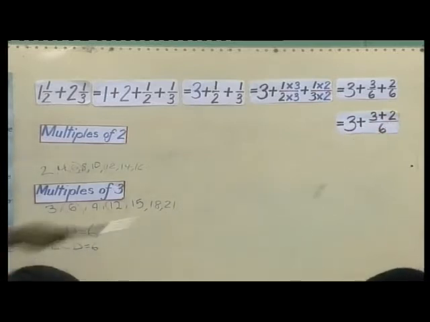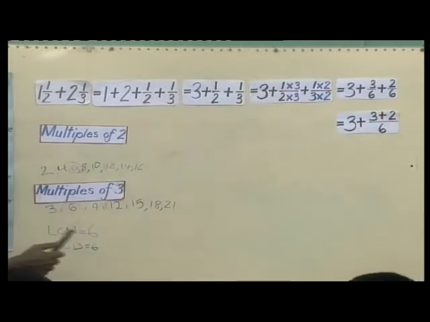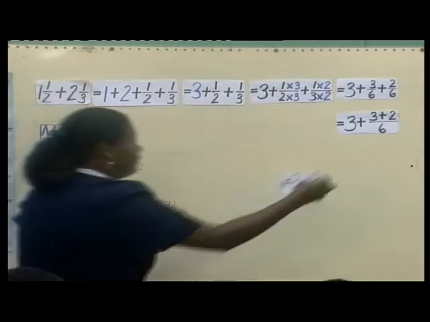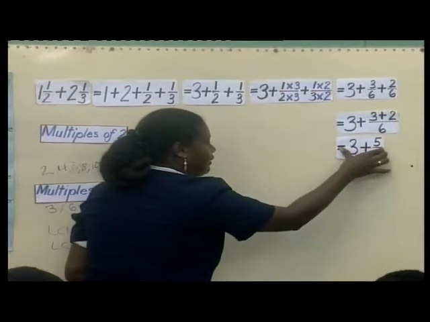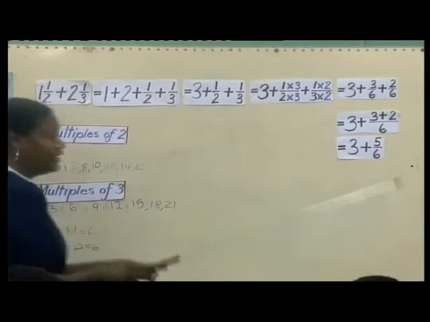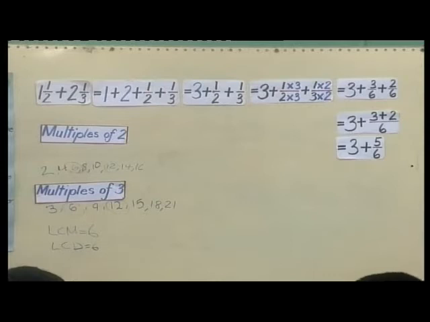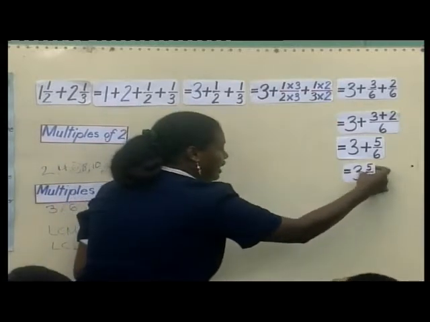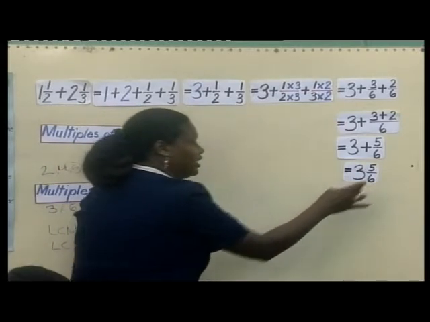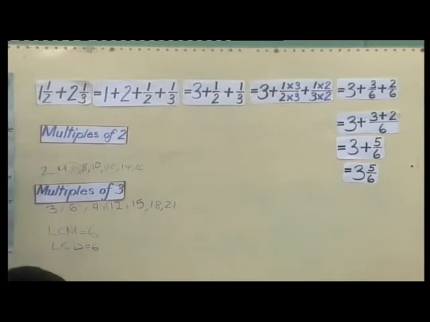So you add 3 plus 2 will give you 5. So we have, the next step is, you have 3 plus 5 over 6. Then your final answer will be, remember we are adding, your final answer will be 3 and 5/6.